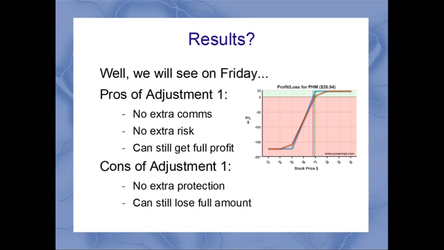What are some of the benefits of adjustment number 1? Well, there's no extra commissions. Okay, talking about weekly spreads and small net credits, even though you're probably doing 5 or 10 contracts, commissions aren't an issue. There's no extra risk. Some adjustments might increase your risk or give you 2 ways to lose. This one does nothing. You have the same risk. And you can still get full profit of what you expected on this bull put credit spread.